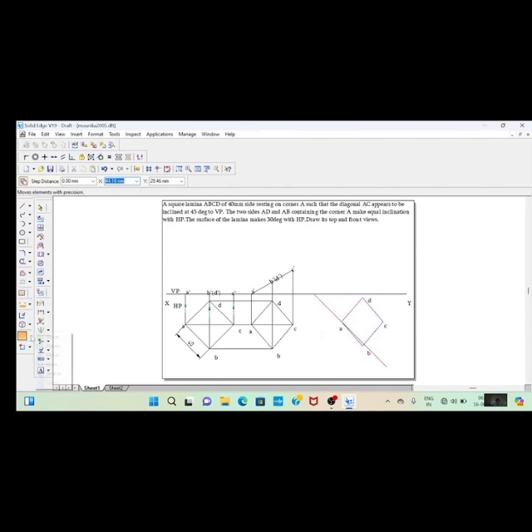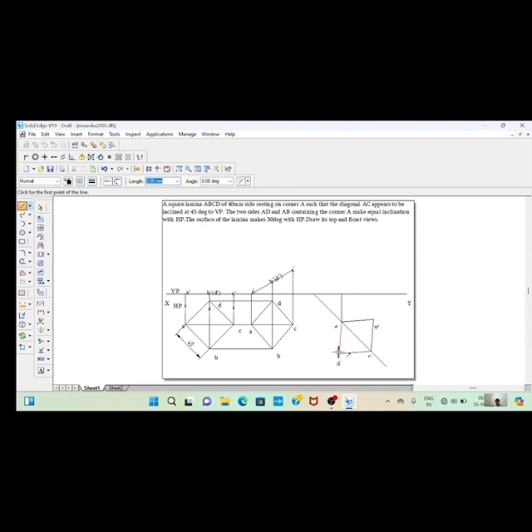Now go to rotate option. Turn off the copy option and go to rotate option and select the point which should be rotated, from A to C. Now rotate it to the 45 degree angle. Now we should project all the points by taking a normal line. From A to A dash. A dash is on the XY line.